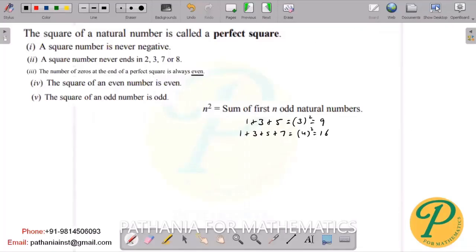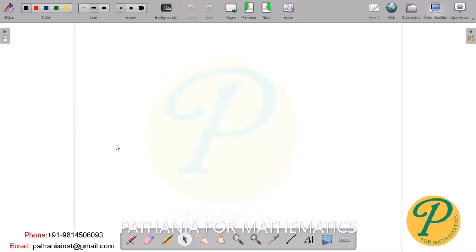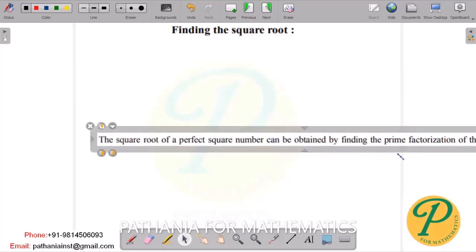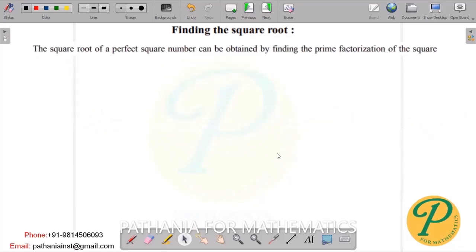The next is to find out the square root. How do we find the square root? We start it in the next one. To find the square root of a perfect number, it can be found by prime factorization of the square. This is called the prime factorization method.